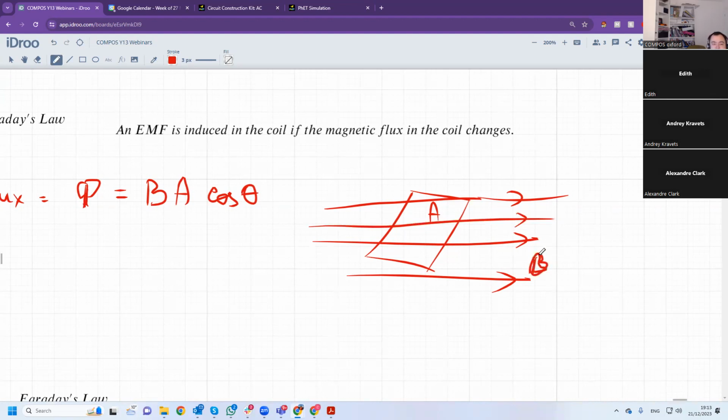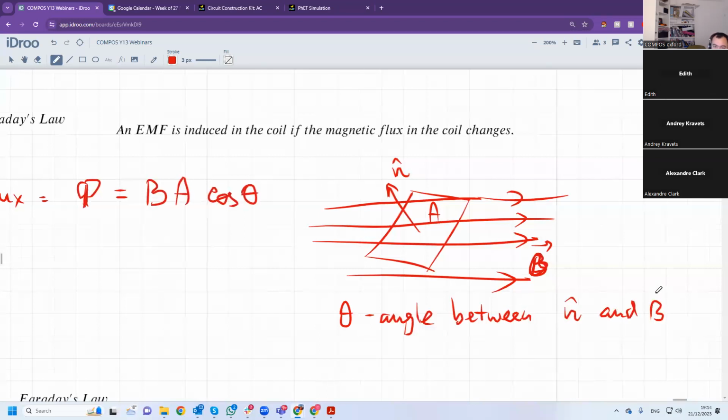And area. And if you have the normal line, this is the normal vector to the plane. Theta is the angle between the normal vector N and B.